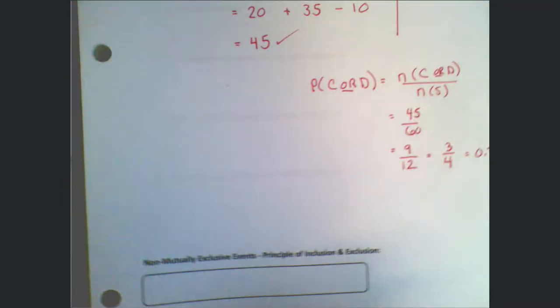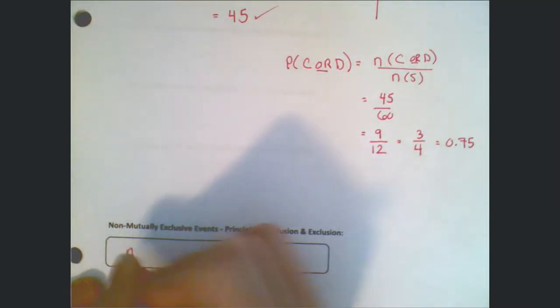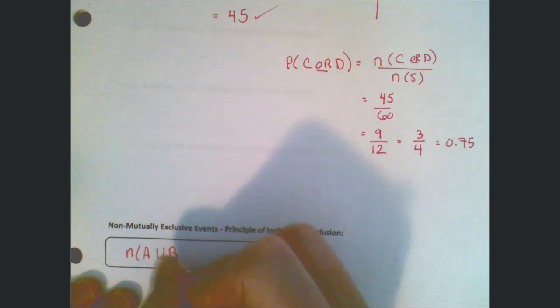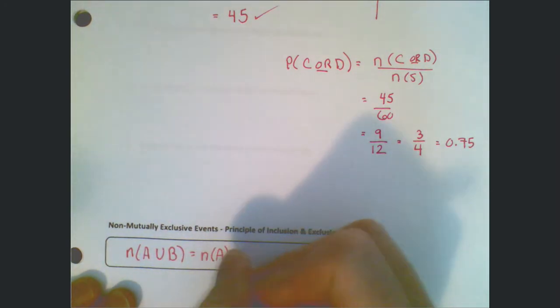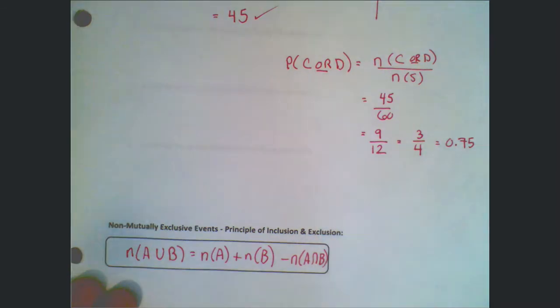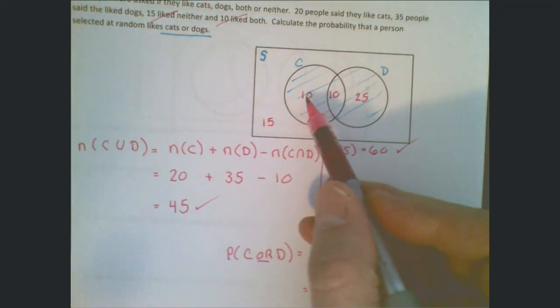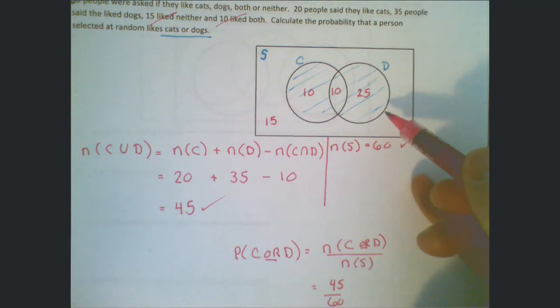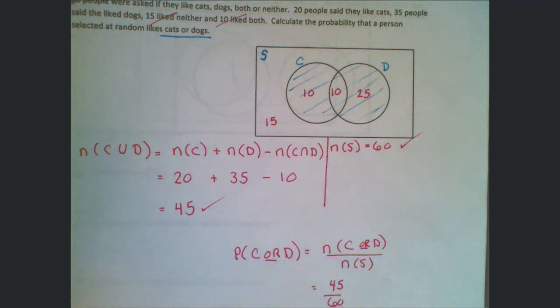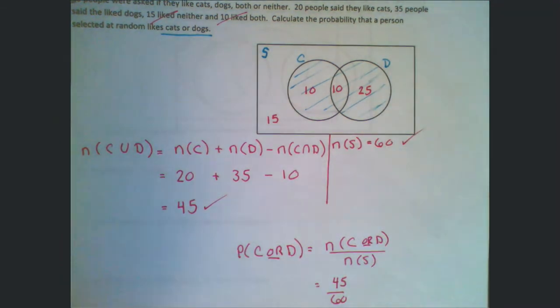So at the bottom here, for non-mutually exclusive events, that's events that have overlap, whenever you're trying to find the number of elements in A or B, it's the number of elements in A plus the number of elements in B, subtract off the intersection once. Or you simply use a Venn diagram and add that and that together, and that is the OR. If I asked for just the intersection, how many people like cats and dogs, that would just be 10 over 60. How many people liked only dogs? 25 over 60. And you can see how the diagram is super good and very easy to use to figure out that information.